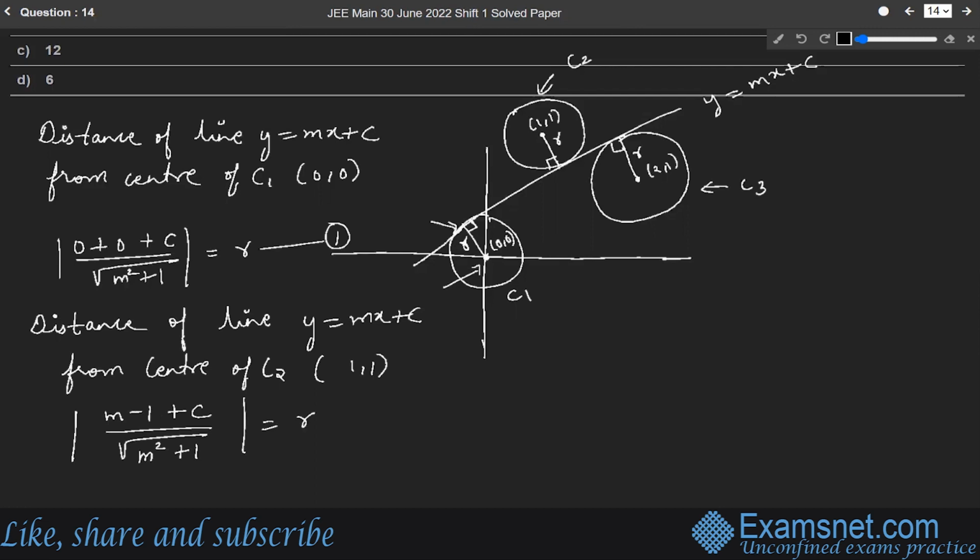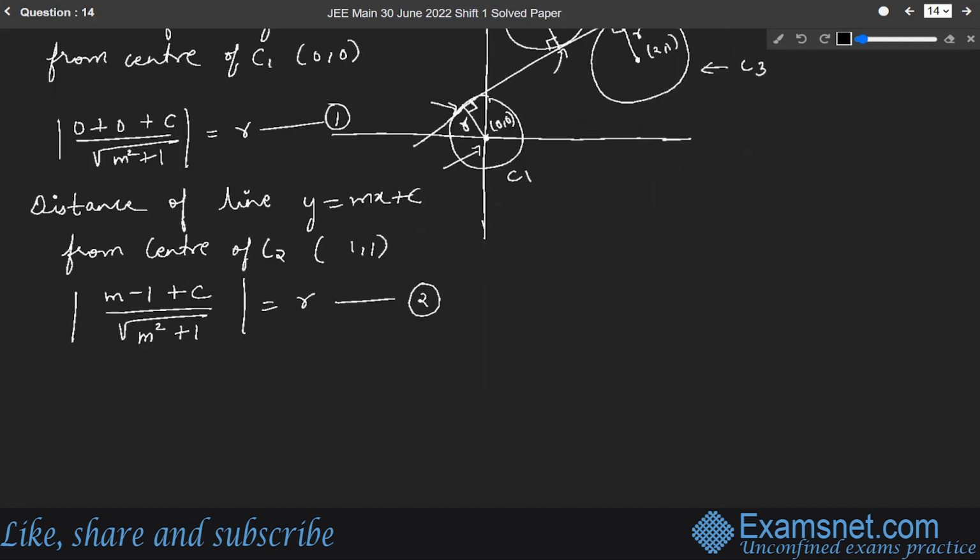Because you can see that the distance from here to the center is the radius. So this is also equal to r. Now let it be equation 2. Now we have to find the distance of the line from the center of C3.